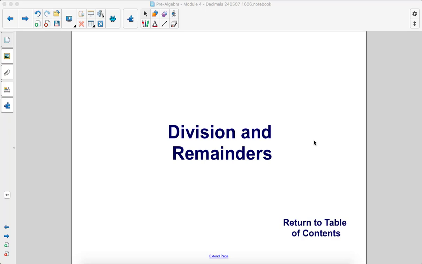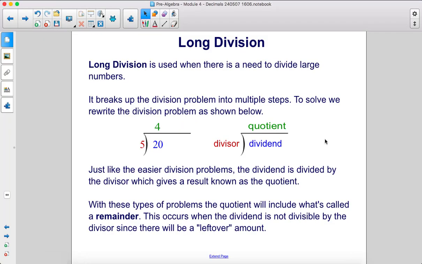Division and remainders. Long division is used when there's a need to divide large numbers. It breaks up the division problem into multiple steps. To solve, we rewrite the division problem as shown below.